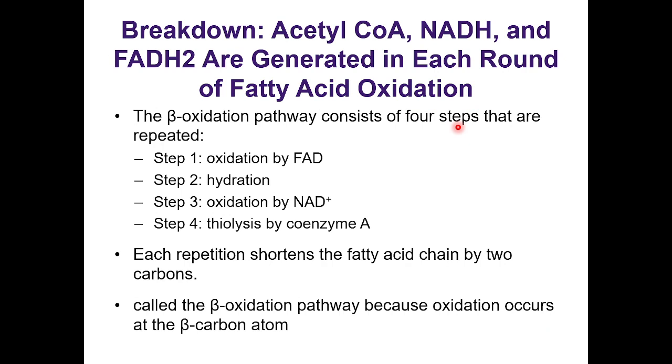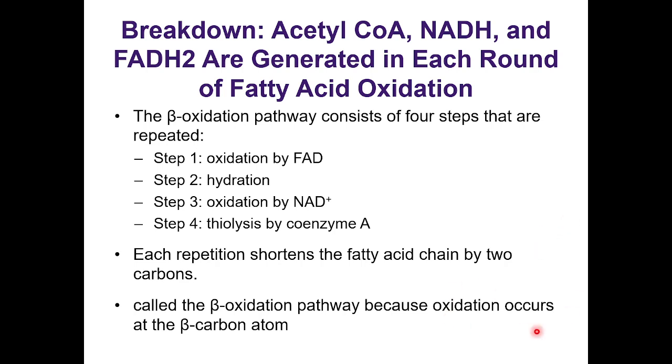So the beta oxidation pathway is going to consist of 4 steps that are going to be repeated. We have step 1, which will be the oxidation by FAD. Step 2 is the hydration. Step 3 is the oxidation by the NAD+. And step 4 is the thiolysis by the coenzyme A. Each repetition is going to shorten your fatty acid chain by 2 carbons.